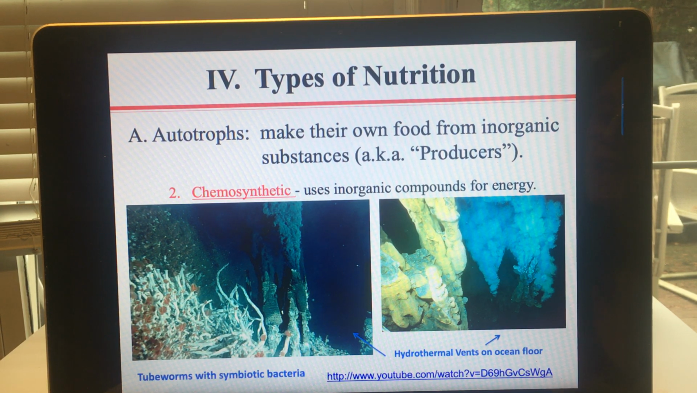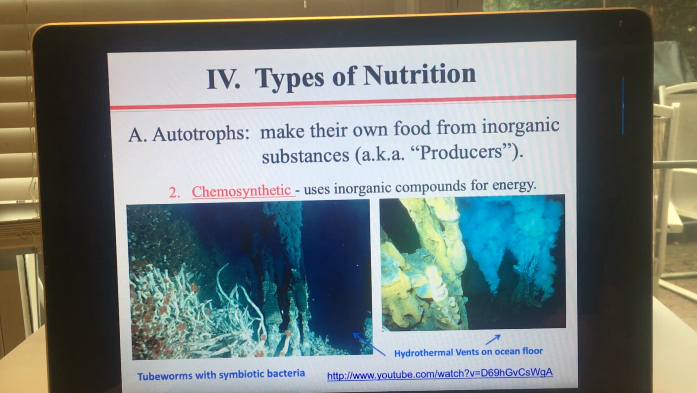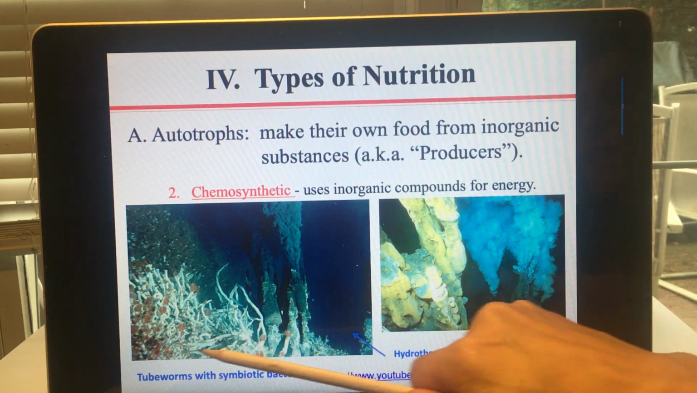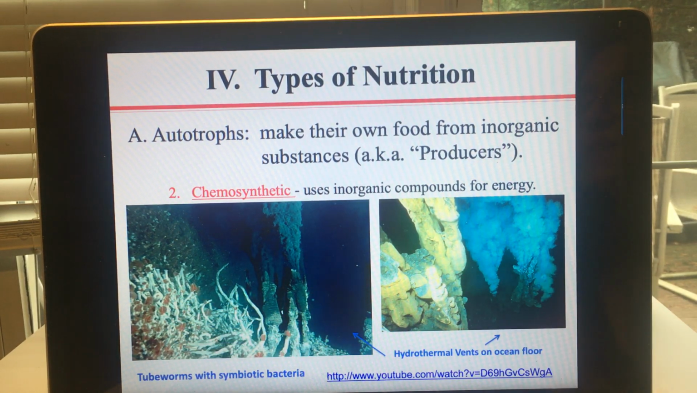So for example, down at the benthic ecosystem, which are the ecosystems at the bottom of the ocean, are these tube worms, and inside the tube worms are bacteria that are chemosynthetic, and the tube worms give them a place to live, and then other organisms in the ecosystem eat the tube worms, and then they have the organic compounds in them.